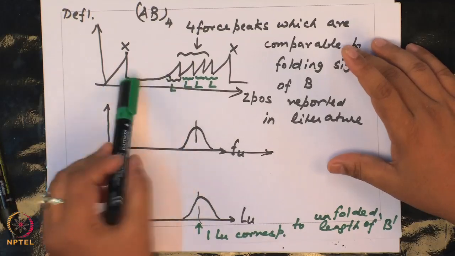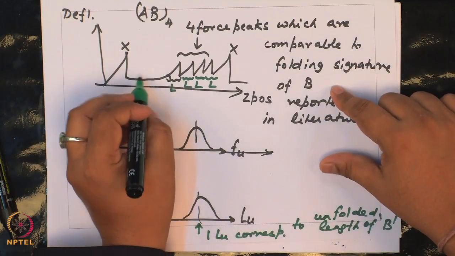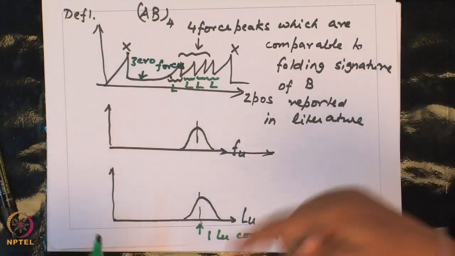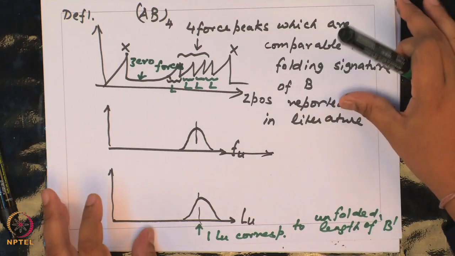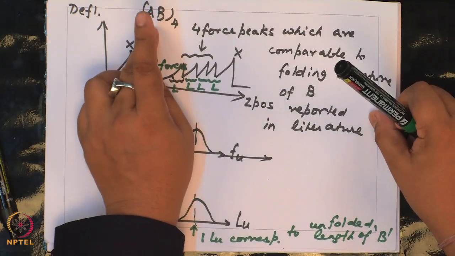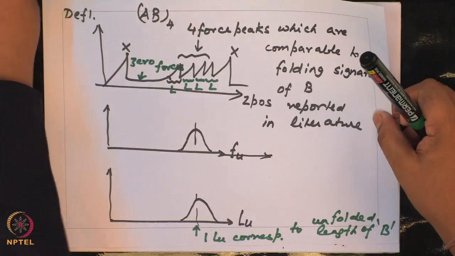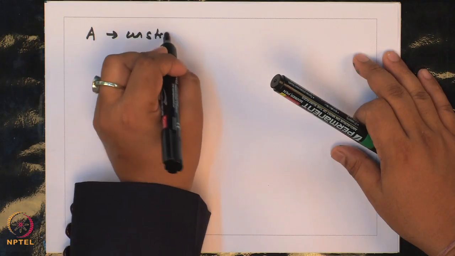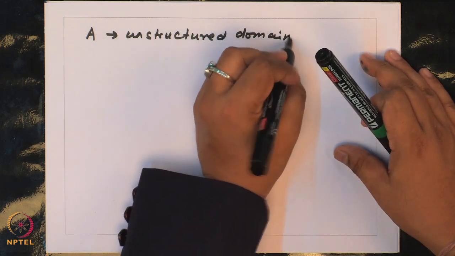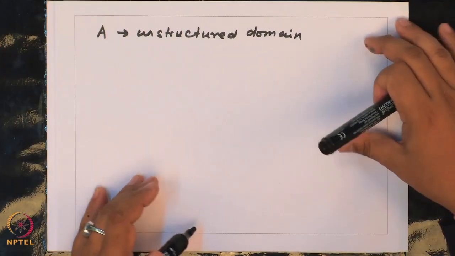so the absence of any force for this peak. So, this is almost 0 force and a long thing. What is it possibly? I would argue that this kind of a force signature would suggest that this particular domain A is unstructured. Okay. So, let us think of a possibility. What I am saying is A is an unstructured domain. And why, on what basis do I say it?